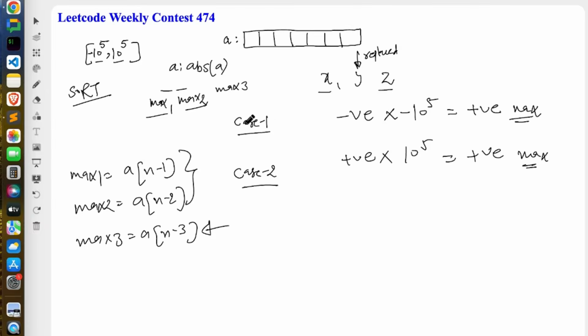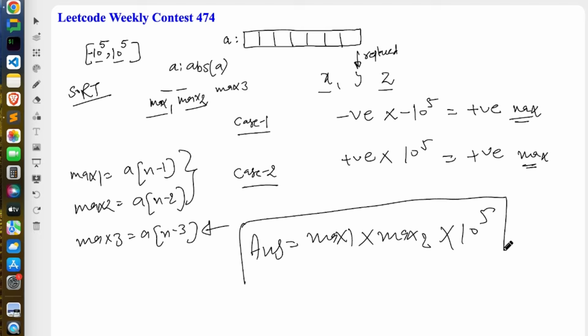What we can do, we can first change a to its absolute value, then we can find the max 3 numbers, max1, max2 and max3. So this is my max1 and this is max2. Since we have converted a to its absolute value, the multiplication of these two is anyway going to be positive. So what is your answer? Your answer is going to be max1 into max2 into 10 to the power 5.